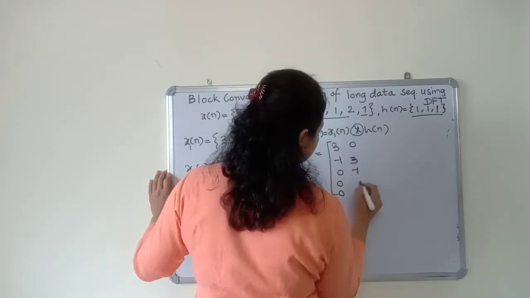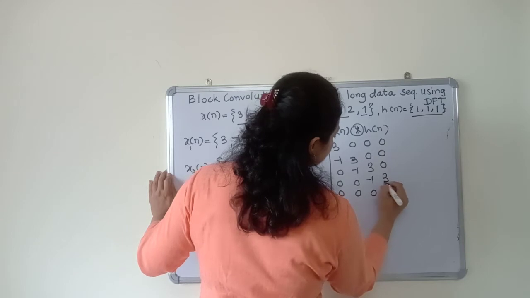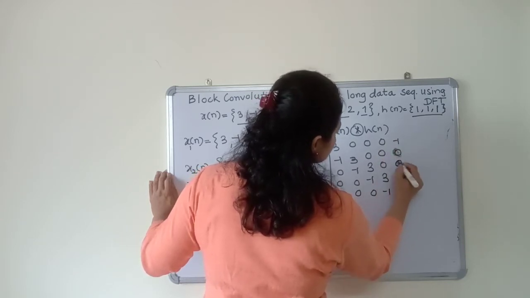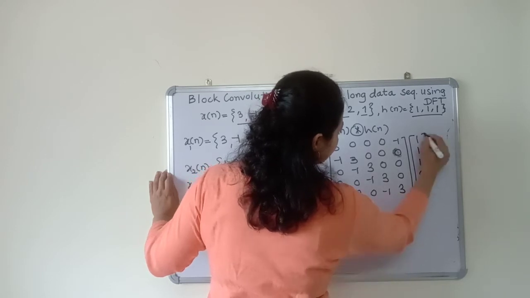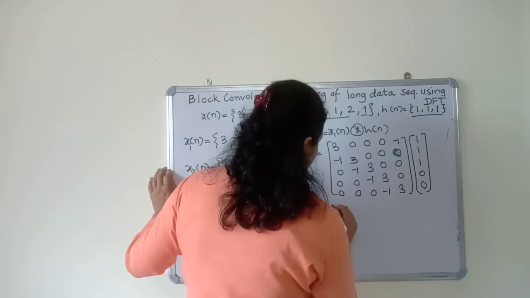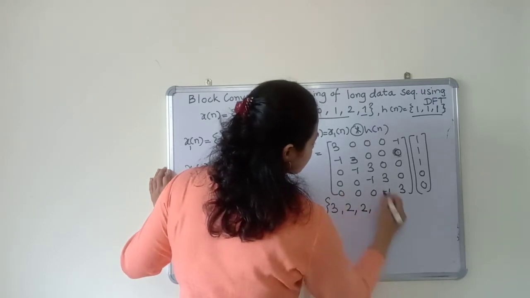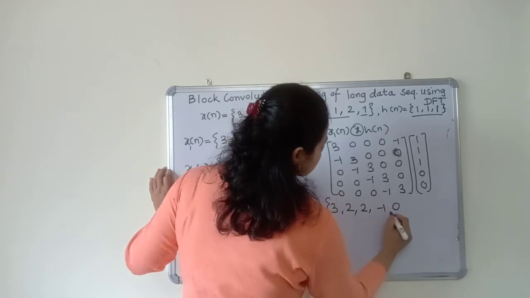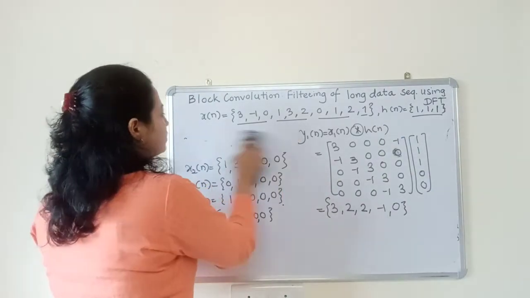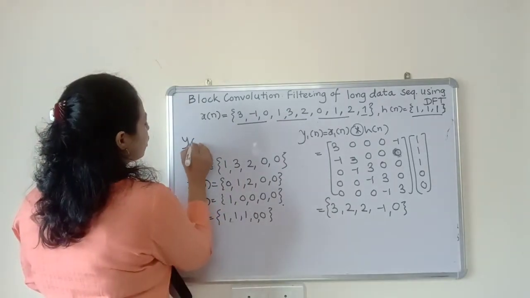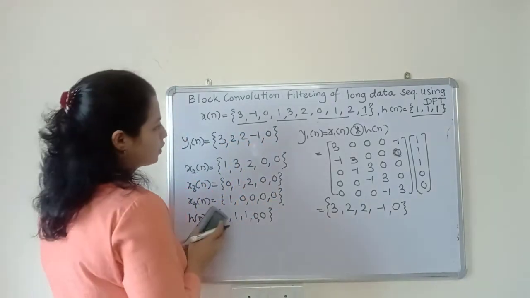So the circulant matrix is 0, 3, minus 1, 0, 0, 0, 0, 3, minus 1, 0, 0, 0, 0, 3, minus 1, minus 1, 0, 0 and 0 and this 3. H of n, okay, so this will become 3, 2, 2, minus 1 and 0. So this is your y1 of n. So we'll rub this, don't require this now. So y1 of n is equal to 3, 2, 2, minus 1, 0.